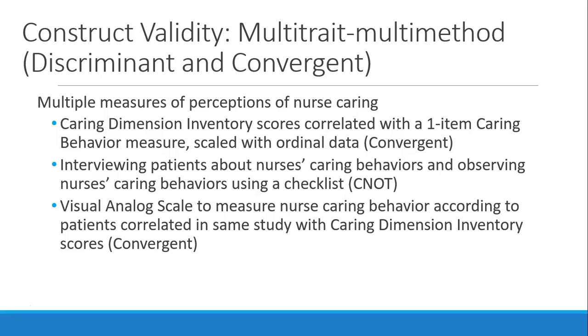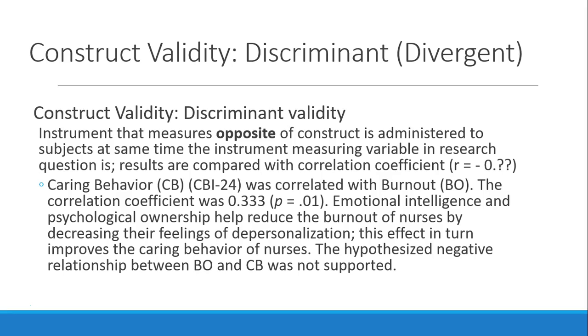A visual analog could be used to measure nurse caring. That's the 10 centimeter line, looking at where that line falls and measuring it in millimeters, and then also correlating that score, that one score, with a total score in the caring dimension inventory, and that would establish convergent validity too. Discriminant validity, opposite direction, so that you might have an inverse correlation coefficient.